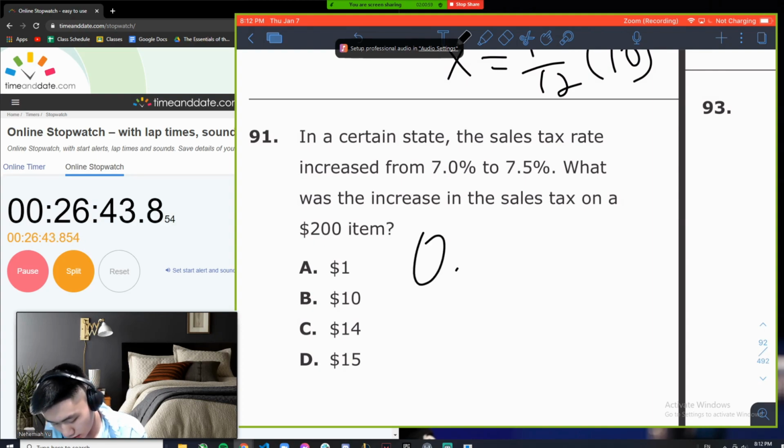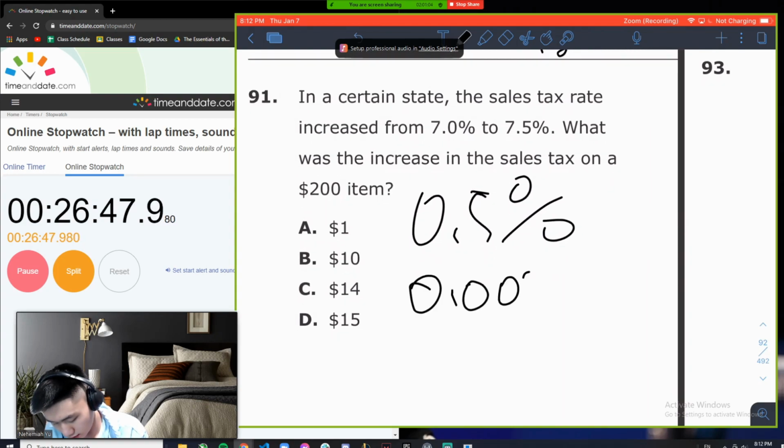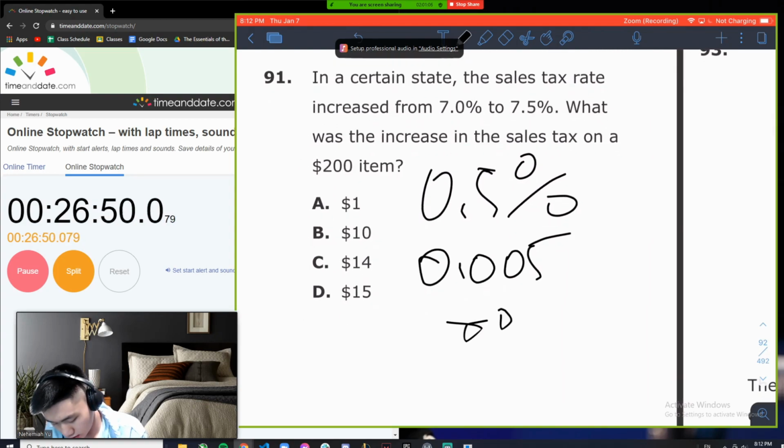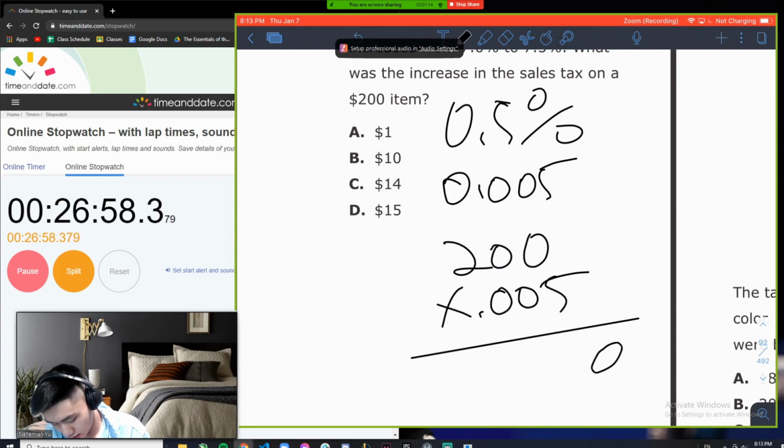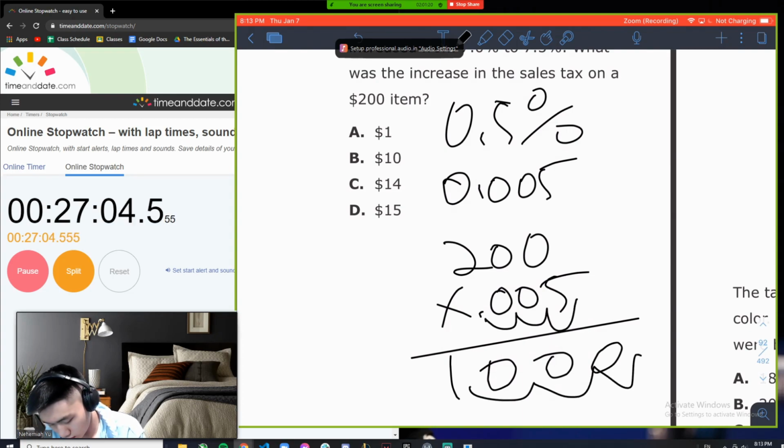Well, 0.5% is also 0.005. So it's 200 times 0.005, right? 0010, and it's 3 decimal places. So it's $1.